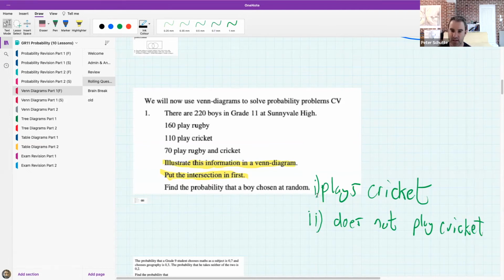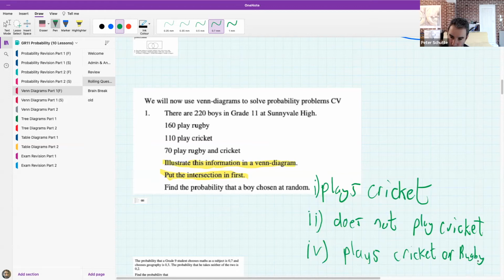Let's try and do that. And then let's say plays cricket or rugby. I'm just generating these questions here. Okay, let's try and do that.